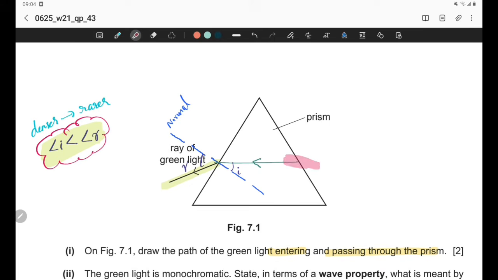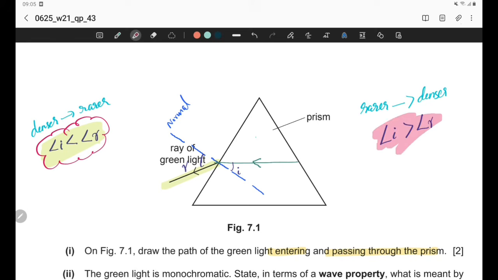But at this surface we can see the green light is passing from air to the prism. That means rarer medium to denser medium, or low density medium to high density medium. In that case, the angle of incidence will be greater than the angle of refraction. So we have to draw the incident ray here accordingly. That should satisfy this condition.